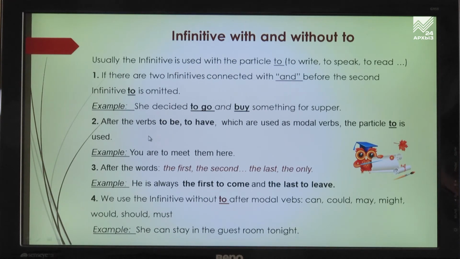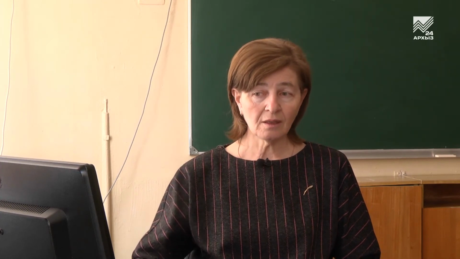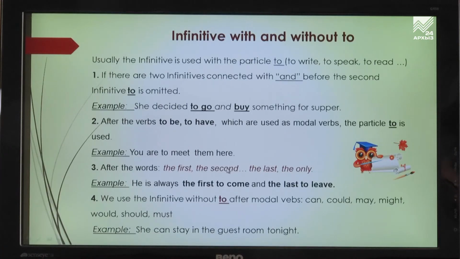Clear? After the verbs to be, to have, when these words are used as modal verbs, the particle to is used by all means. Very often I say, you are to do, you are to write, you are to listen and to understand. Вы должны сделать, вы должны написать. Тогда, когда глагол to be или have употребляется в модальном значении, мы обязательно ставим частицу to. Here is the example. You are to meet them here. Вы должны их встретить здесь.